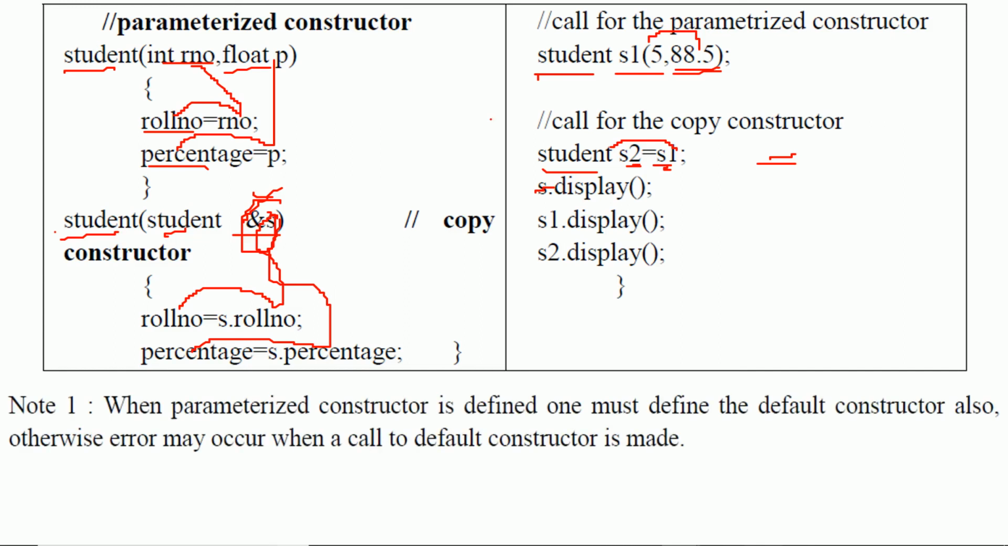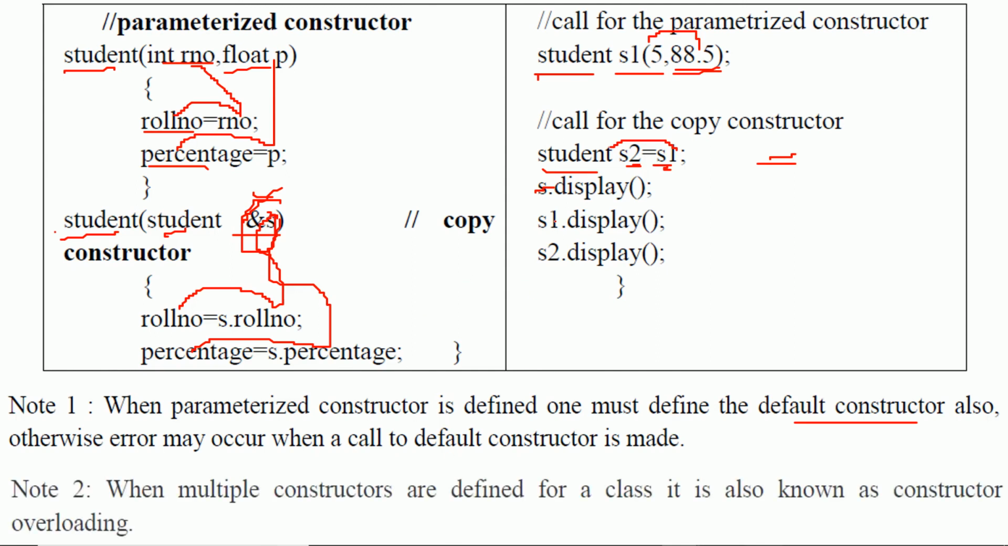When a parameterized constructor is defined, we must define the default constructor also, otherwise there may be an error when a call to the default constructor is made. When we have multiple constructors defined for a class, this is known as constructor overloading.